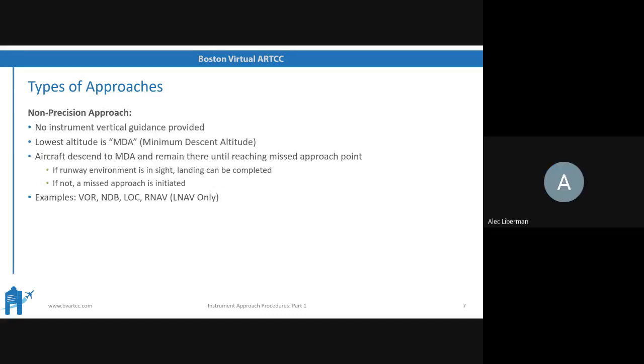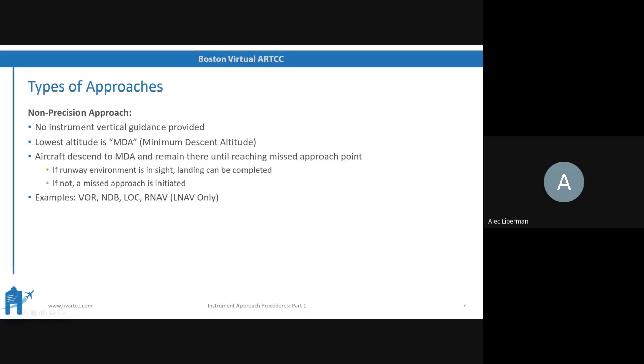Yeah, exactly. So for a non-precision approach, conversely, you don't have any instrument vertical guidance provided. The lowest altitude you can descend to, part of your minimums, is your MDA, which is the minimum descent altitude. You descend to MDA and remain there until reaching the missed approach point. If the runway environment is in sight at the missed approach point, or MAP, you can complete the landing. If not, you initiate a missed approach.